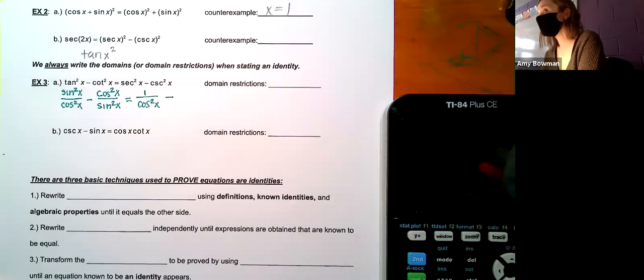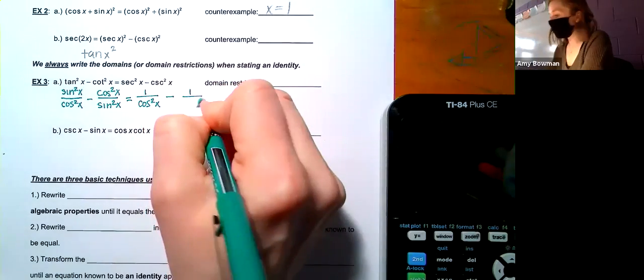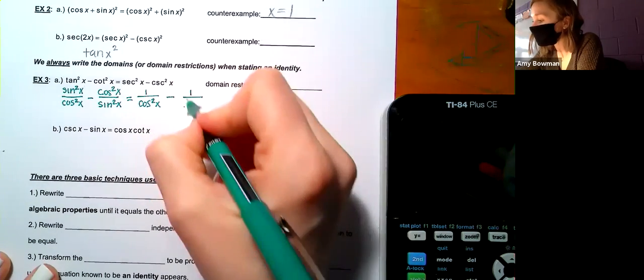And cosecant squared is 1 over sine squared of x. So all I've done right now, we haven't proven anything. All I've done is just rewritten everything in this identity in terms of sine and cosine.